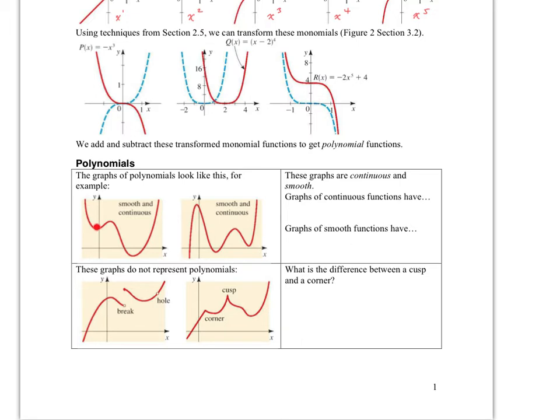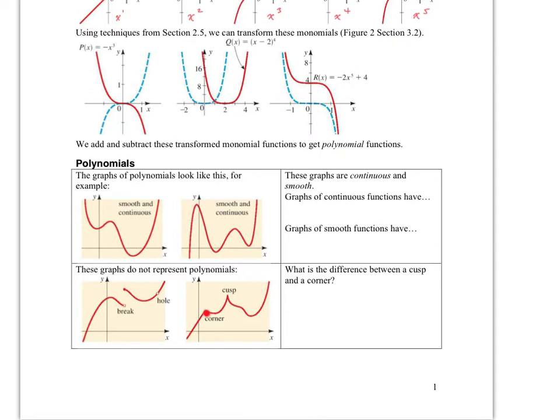This is a polynomial. Notice how it's smooth and continuous. That's what continuous means, that there are no holes. Now, this is not a polynomial. This is actually a piecewise function, but notice that this is not continuous. There is a discontinuity here and a discontinuity here too.